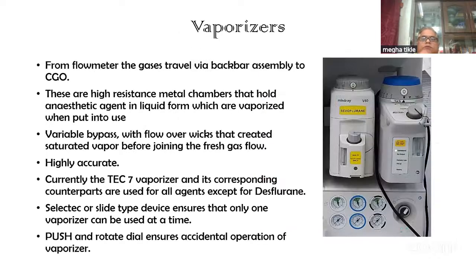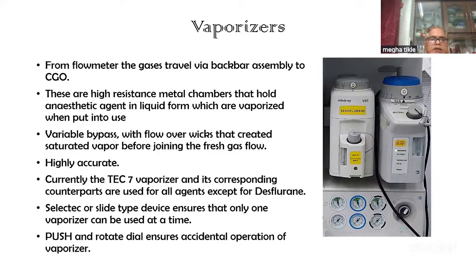Now coming to what happens after the flow meter, usually from the flow meter, the gases travel via the backbar assembly to the common gas output. In most of the new machines, we don't see a conventional backbar, but there are two important things on the backbar which we have to remember. One is the unidirectional valve, and second is, as I've shown you here, two vaporizers. So two vaporizer mounts are present for each vaporizer. They are one-way valves which are there on that mount. And the Selectatec mechanism is there on that backbar. So you can use only one vaporizer at any given time.